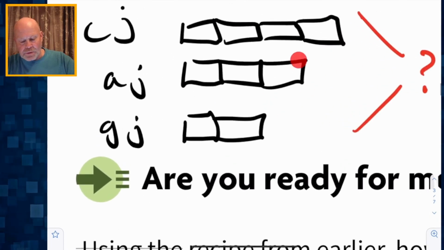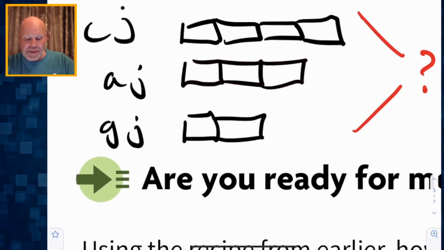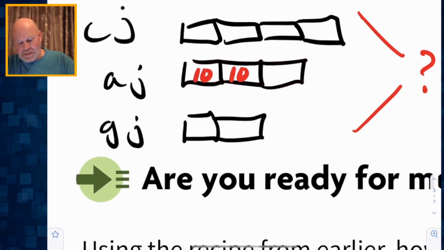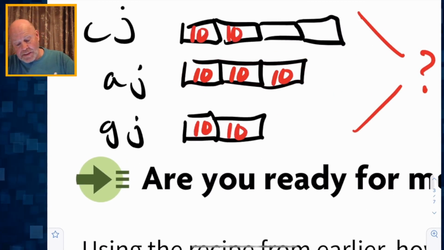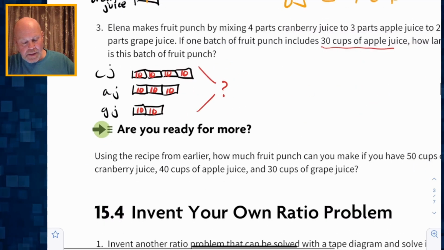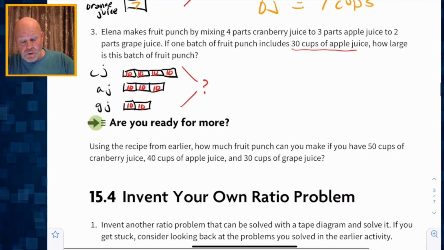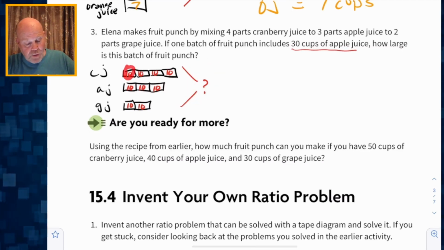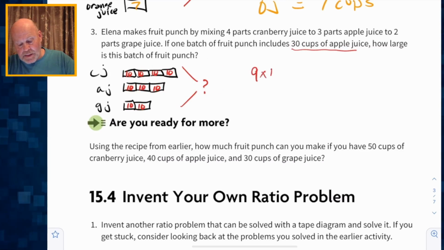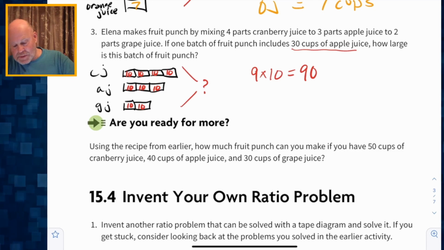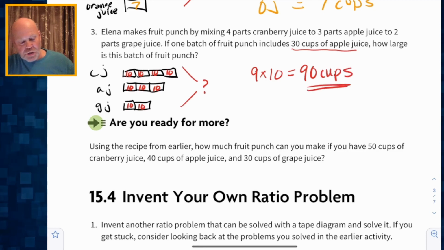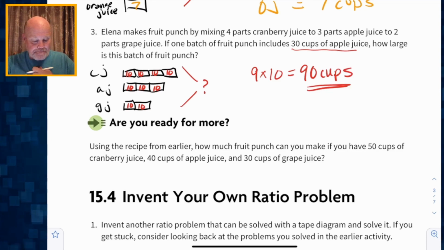So if this apple juice right here represents 30, that means each unit has to be a 10, which means all of the units represent a 10. And we want to know how much we have all together. Well, we have 1, 2, 3, 4, 5, 6, 7, 8, 9 units. And each unit equals 10, so 9 times 10 is 90. 90 cups is how much juice this is going to make.